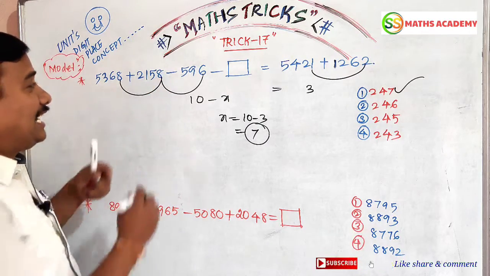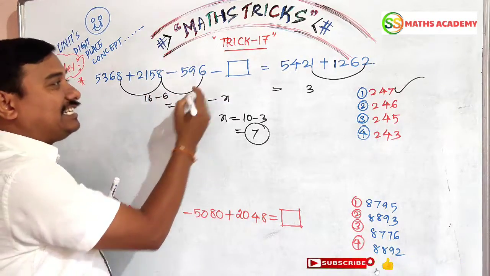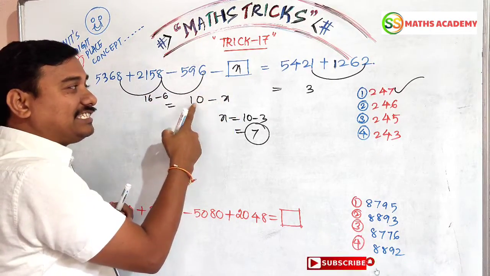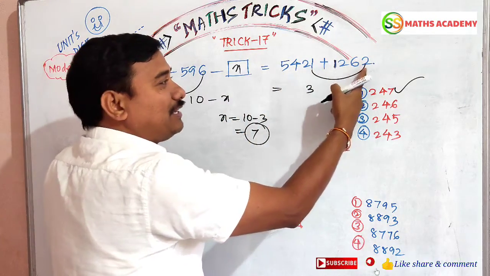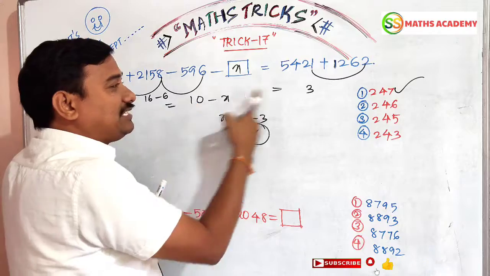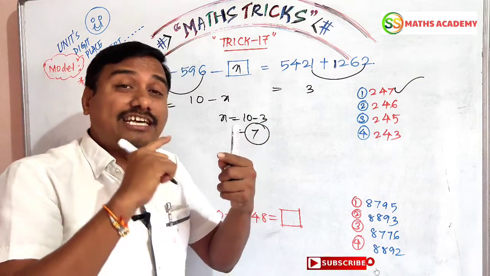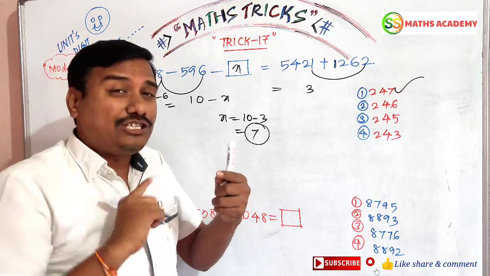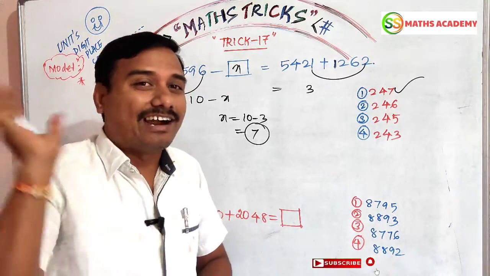Unit place is 8. Here 8 plus 8, 16. 16 minus 6, 10. Here anything that is not there means x. 10 minus x equals. Here on the right side the unit digit sum is 1 plus 2, 3. Now x equals 10 minus 3, nothing but 7. Where in the options is the unit digit value 7? That is your option, 247. Check your answer also. No doubt at all.